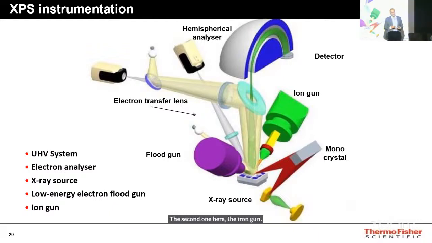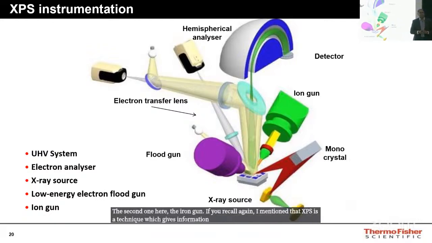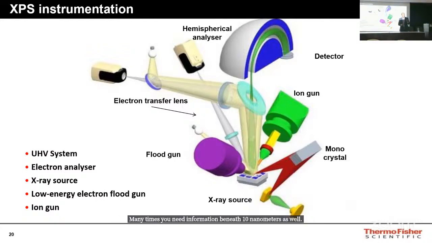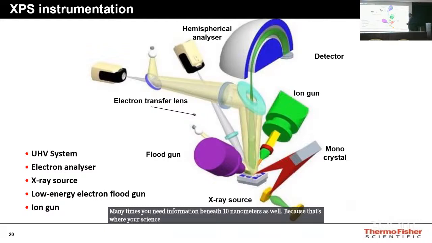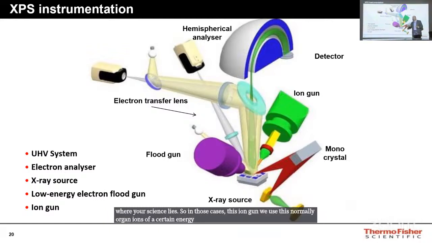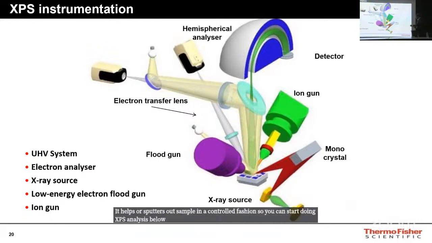The second one here, the ion gun. If you recall again, I mentioned that XPS is a technique which gives information only from the top 10 nanometers. Many times you need information beneath 10 nanometers as well, because that's where your science lies. So in those cases, this ion gun uses normally argon ions of a certain energy, helps you to mill the sample. It helps or sputters out sample in a controlled fashion. So you can start doing XPS analysis below 10 nanometers. And that's the reason you have an ion gun.